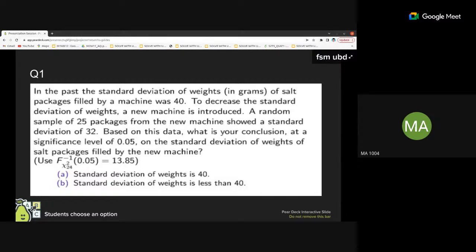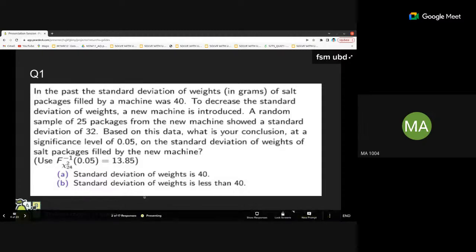Now as this is a test for variance, you have to use the chi-square distribution. Also, if you see the hint given to you, we have given you the CDF and inverse CDF of chi-square. So that means you have to use the chi-square distribution. Okay, I'll give you some 5 minutes. People who know how to do this, please do this.